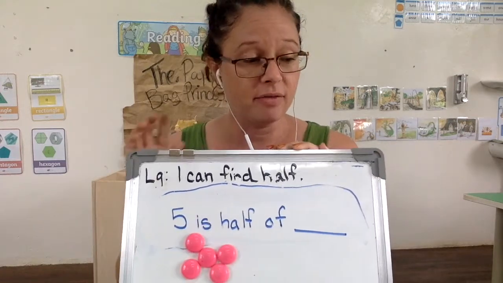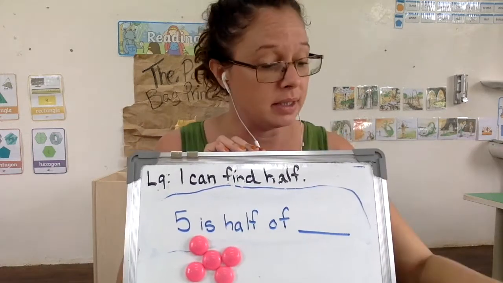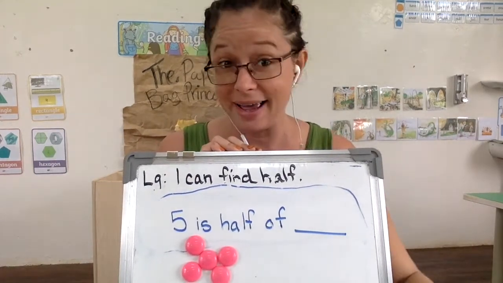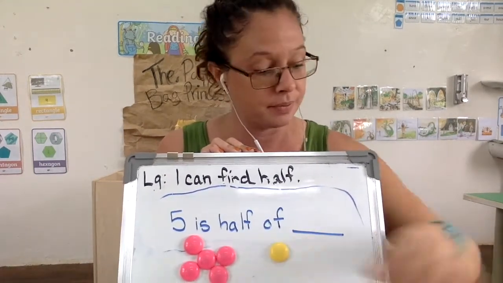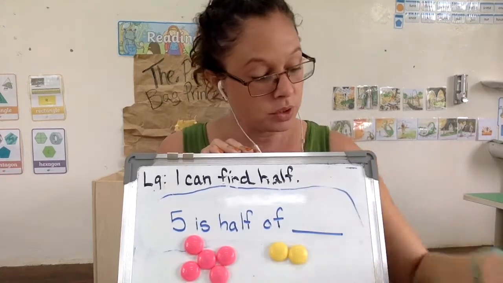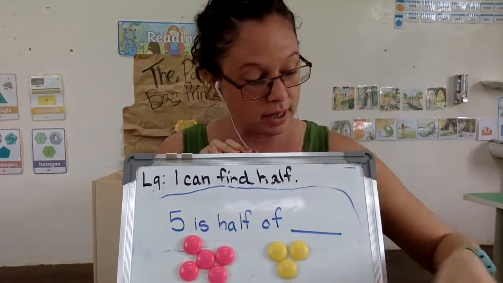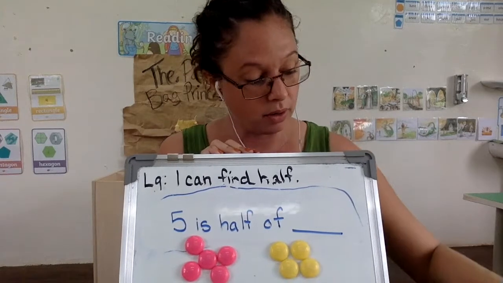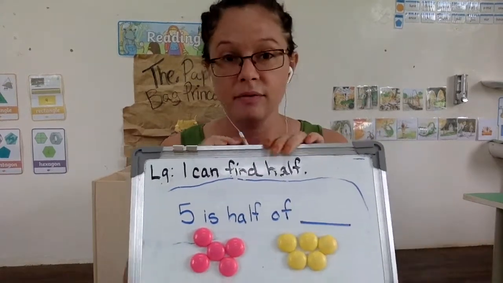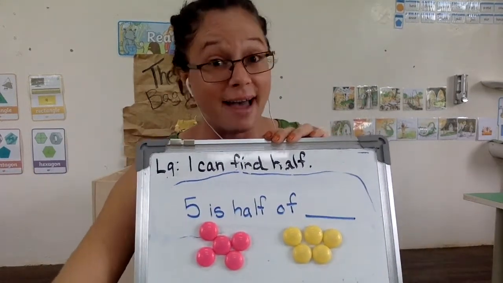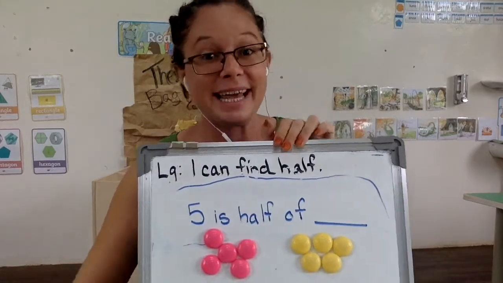If 5 is 1/2, that means we need to add another 5 to find out what our whole is. 1, 2, 3, 4, 5. Now we can see 5 is half of 10.